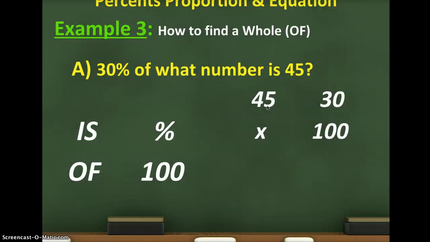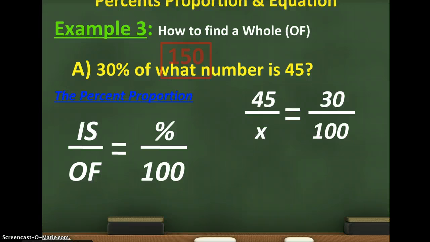In the last example, how to find a whole. 30% of what number is 45? Again, we know that the percentage is 30 because there's a percent sign after it. Of what number is 45? We see that word is with the number 45 next to it, and we can put that in the numerator. Since we don't know what the whole is, we use the X to represent it.